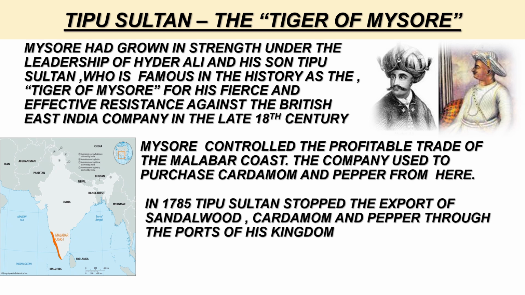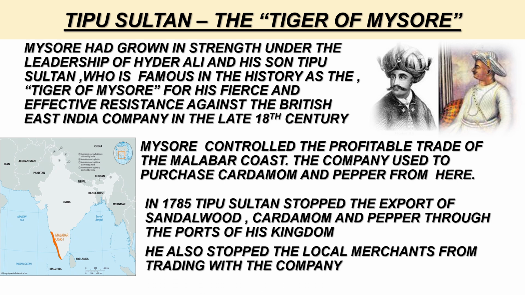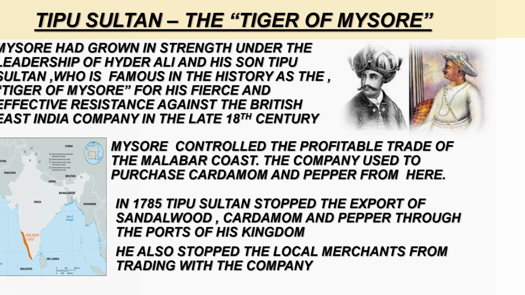In 1785, Tipu Sultan stopped the export of sandalwood, cardamom and pepper through the ports of his kingdom. He also stopped the local merchants from trading with the company. This hurt the economic interest of the East India Company tremendously.